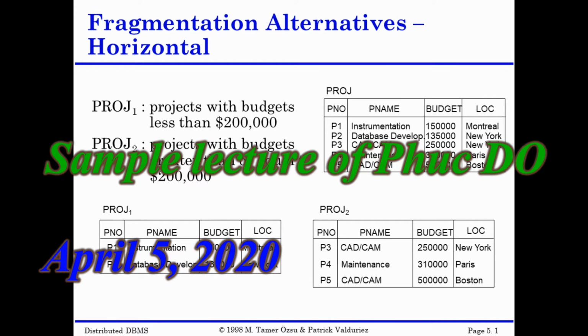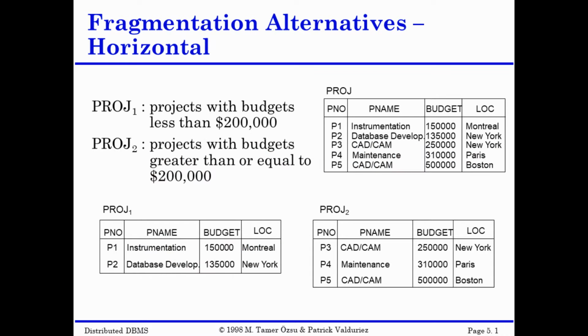Today I will present fragmentation alternatives. I go to horizontal fragmentation. You see here there are two projects. Project 1 contains projects with budgets less than $200,000, and project 2 contains projects with budgets greater than or equal to $200,000.